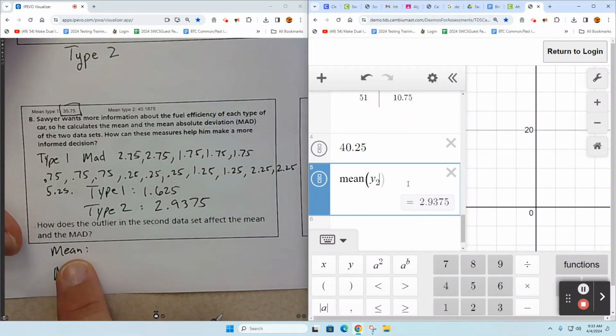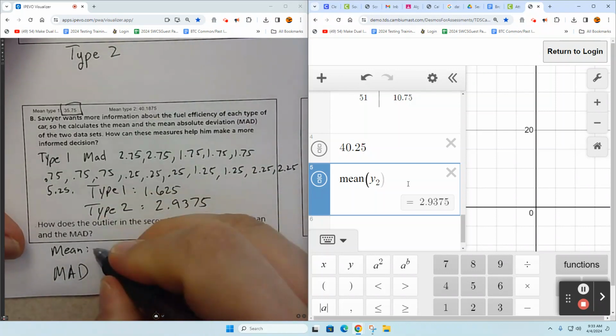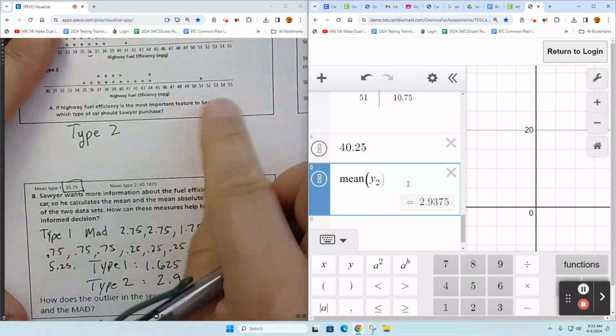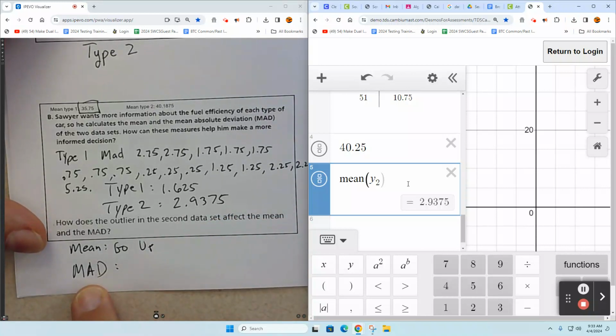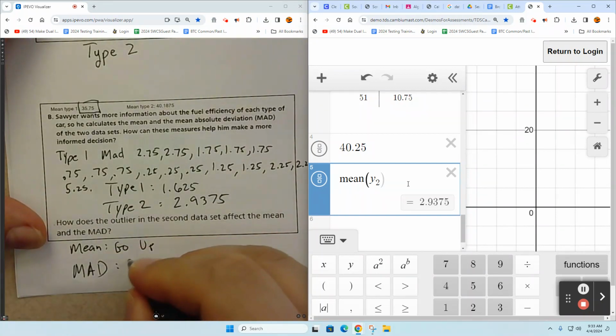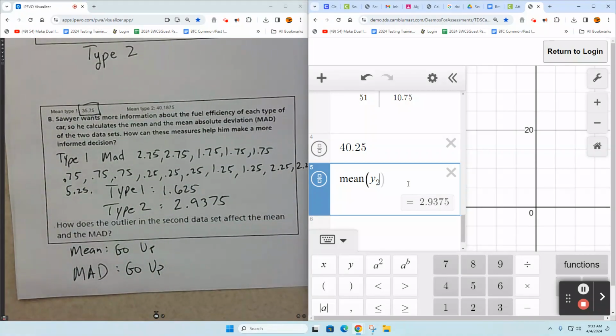If we have a bunch of grades in this class, say everybody got like a 55, it was a super hard test, but one person gets 100%, how is that going to affect the average? It makes it go up. So this one out here is going to make the average go up. How does it affect the MAD? It goes up because we're talking about how far away the number is from the average. The MAD basically tells you how spread out the values are.